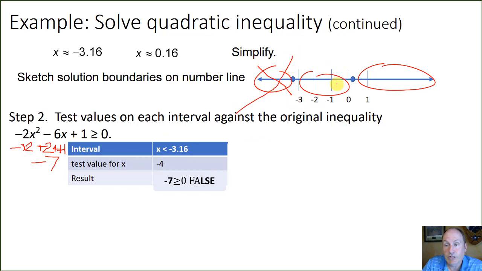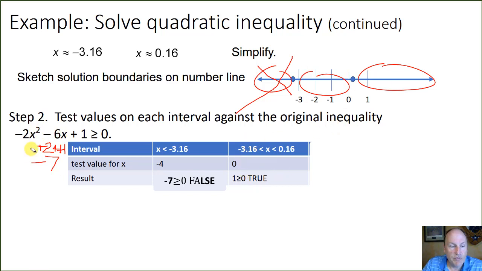So we're going to test the middle region between negative 3.16 and positive 0.16. I always try to pick 0 if I can, because it's such an easy number to work with. 0 is within this interval. If I put a 0 into x in the inequality, I get 0 minus 0 plus 1 greater than or equal to 0. We get 1 greater than or equal to 0. That's true. So this interval is part of our solution.